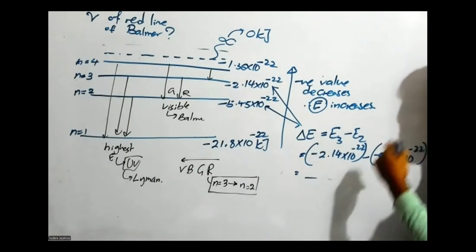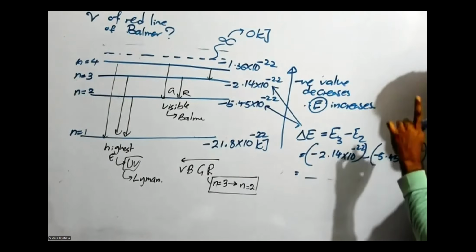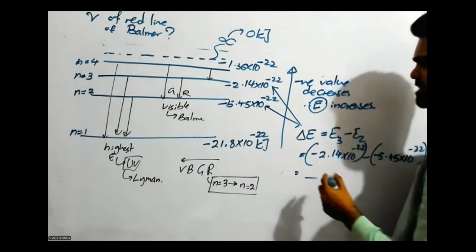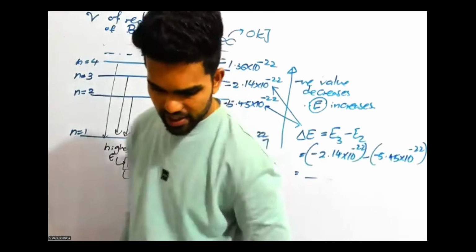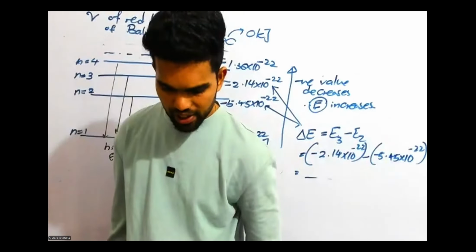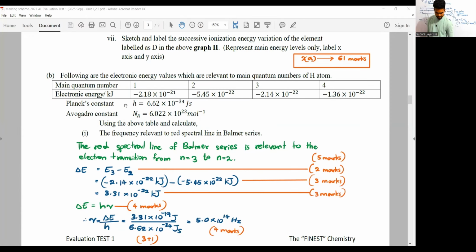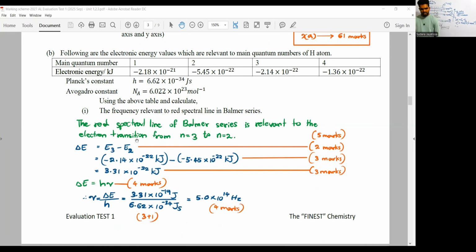That difference is for one electron. You can see in the question that the energy difference is given for one electron. So even though they have given the Avogadro constant, you don't have to use it. It is given in kilojoules, not kilojoules per mole. It is given in kilojoule unit, so you don't have to use the Avogadro constant.